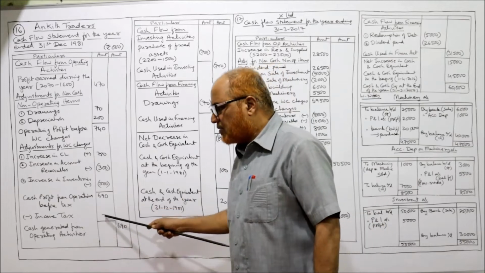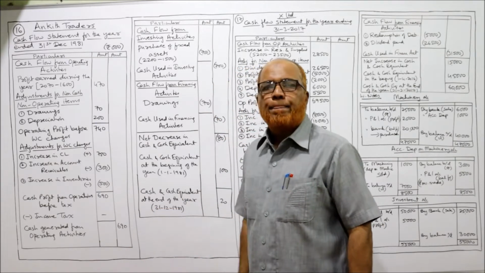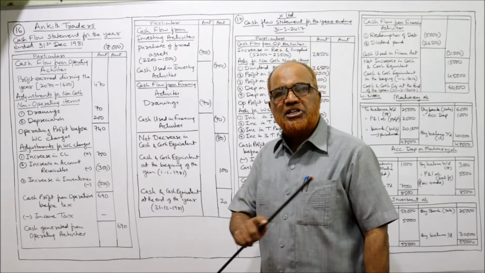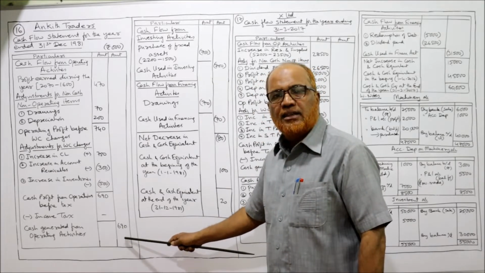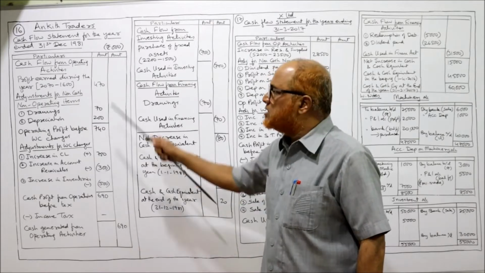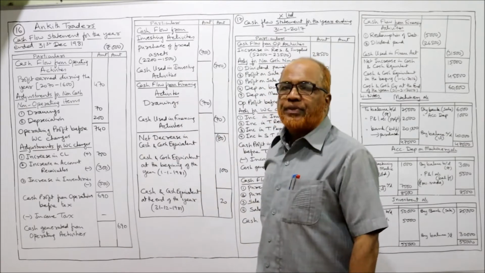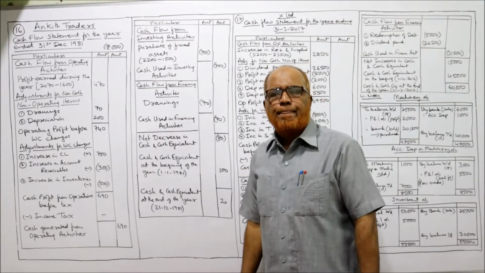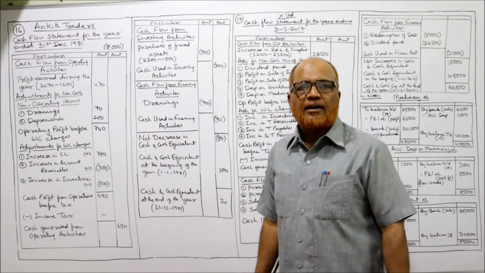There is no income tax given. So 690 is the cash generated from operating activities. So one activity completed. 690. That means 6,90,000. 3 zeros are omitted. Now come to investing activity. Only one investing activity is the purchase of fixed asset. Fixed asset. How much? 7 lakh.